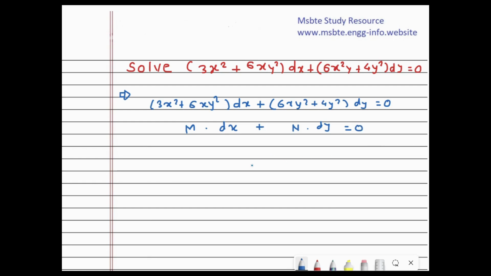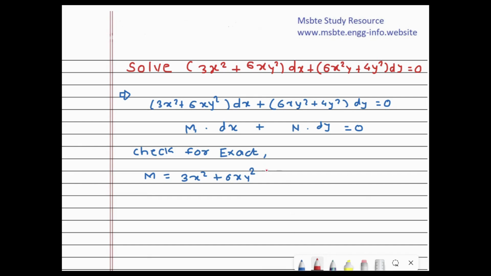So in an exact differential equation, we have to solve the problem in 2 steps. The first step is to check whether the equation satisfies the condition for exactness. So let us check for exactness, and then next we solve the equation. In order to check for exactness, I need to find the partial derivatives of both terms M and N. So let me write what M is. M is equal to 3x square plus 6xy square.